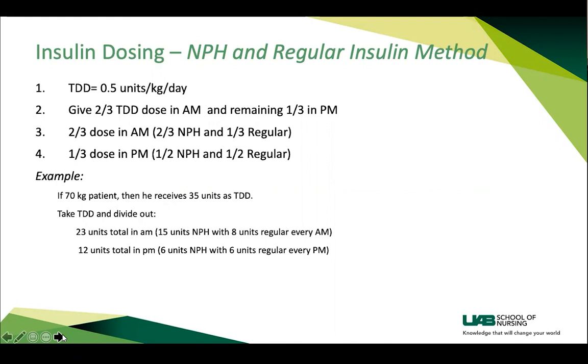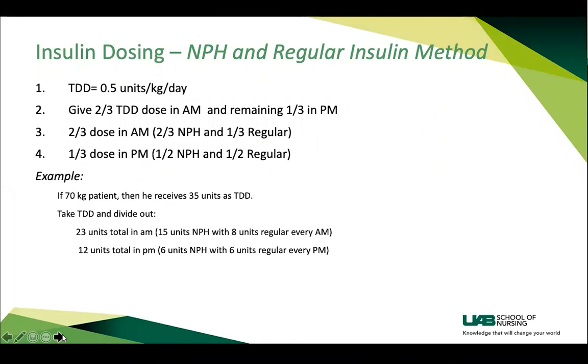And then we take the total daily dose, and we divide that so that we give 2/3 of the total daily dose in the morning and the other remaining 1/3 in the afternoon with the afternoon meal. What I mean by that, you might take the 2/3 of the morning dose with breakfast, and then we will take the remainder of the dose with our dinner or evening meal.